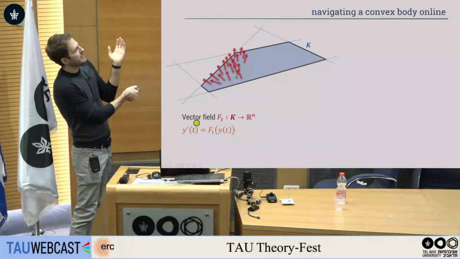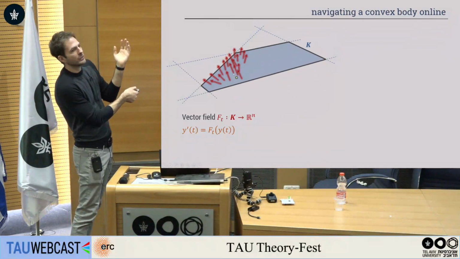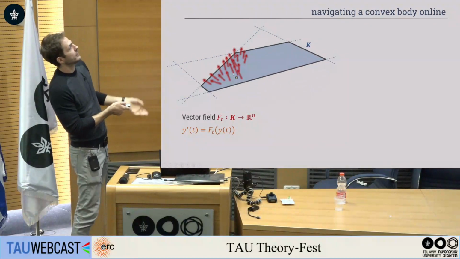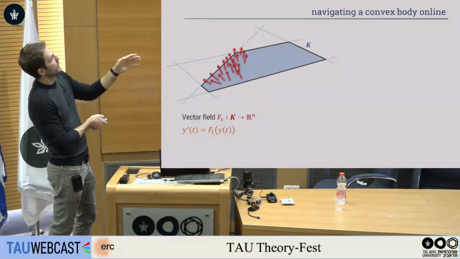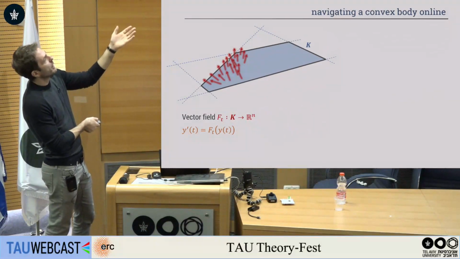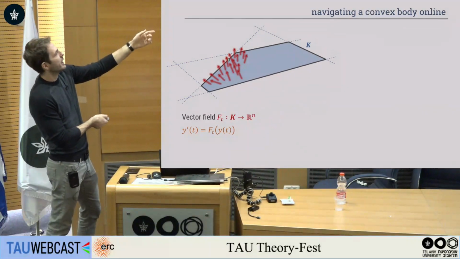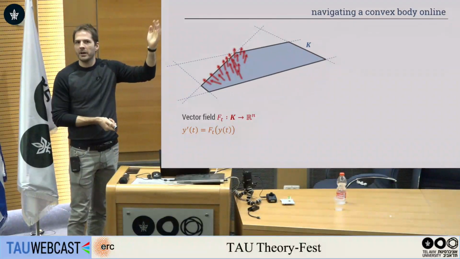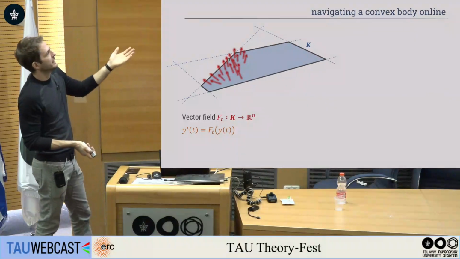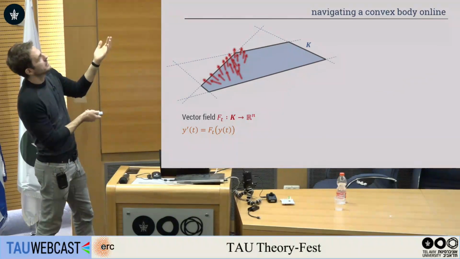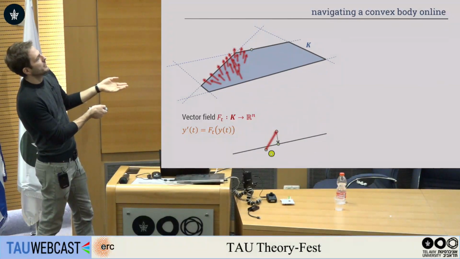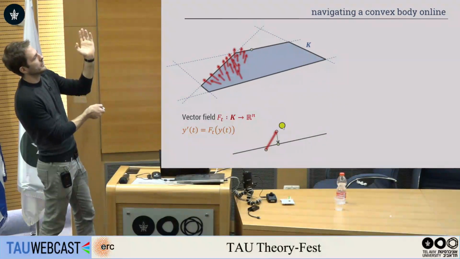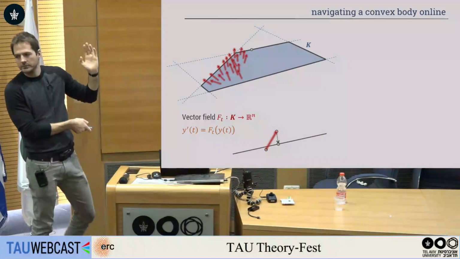And there are natural dynamics given this vector field, which is just to flow along this vector field. So I get this vector field, maybe I move according to it. And then a problem comes when I hit the boundary of the convex body. If the vector field points outside the body, but I need to stay inside the body, then I have to do something different. The natural dynamics are to flow along the vector field and then just project back to the body.